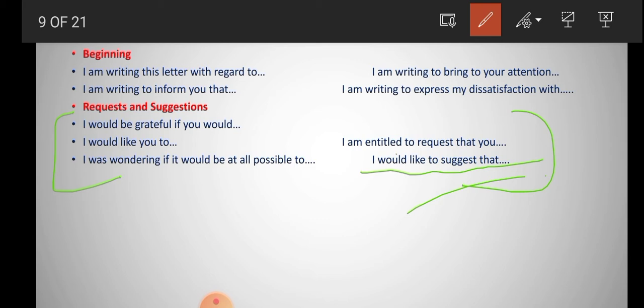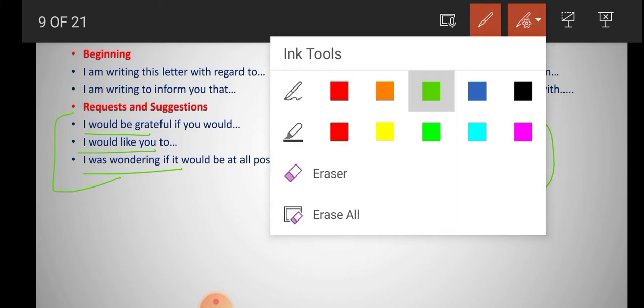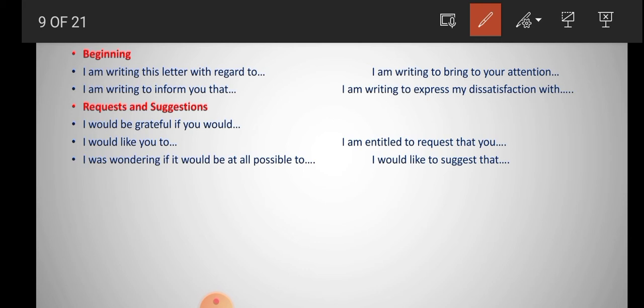For example, I am entitled to request. You can't say I am entitled for request, which would be wrong. So prepositions are very important. And yes, I would be, and I was wondering, these are the phrases which give politeness to our words. If we use these phrases, then it means we have some politeness in our words, and we are not just making an order of our service. All right, as we pass through the other slides, this will be very clear to you.